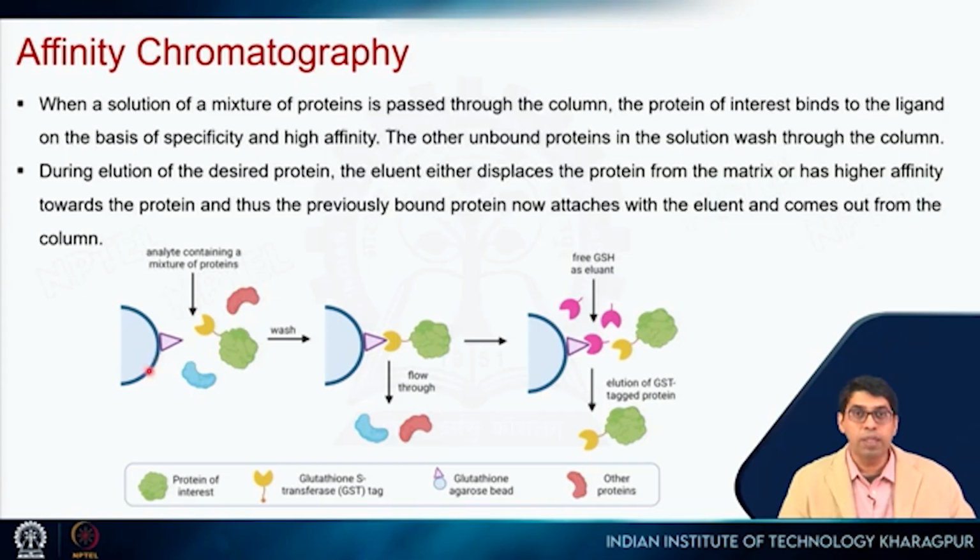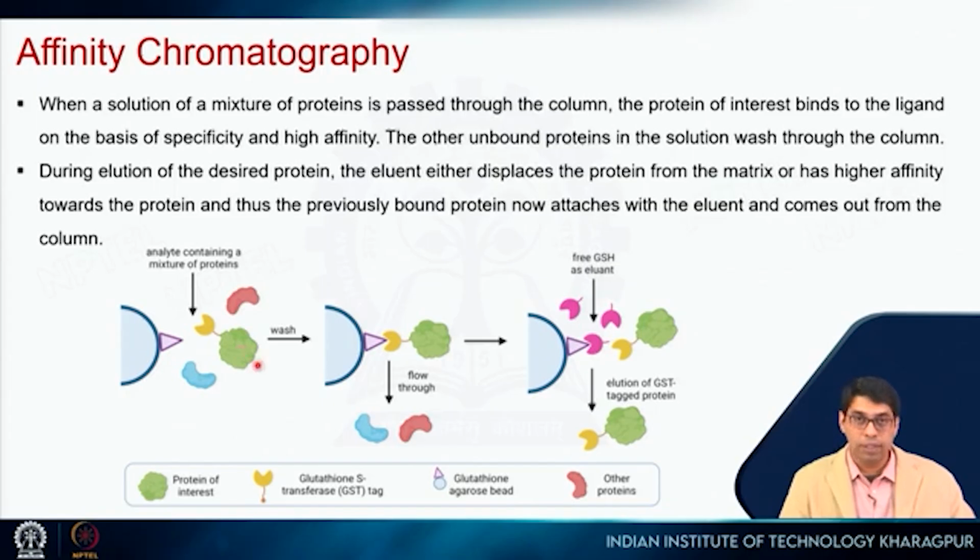So one example is shown here. This is an agarose bead. You can see the legends down here. That's the agarose bead, and this triangle is glutathione. What we want to do is purify our protein of interest. Now this protein, using recombinant DNA technology, is fused with another protein. This protein is glutathione S transferase, so a chimeric protein is produced where this glutathione S transferase is covalently linked to our protein of interest.